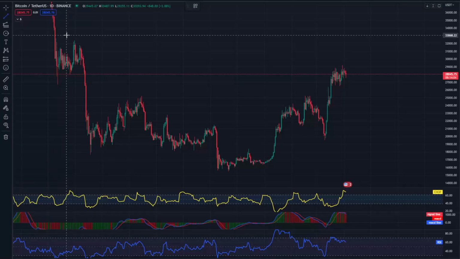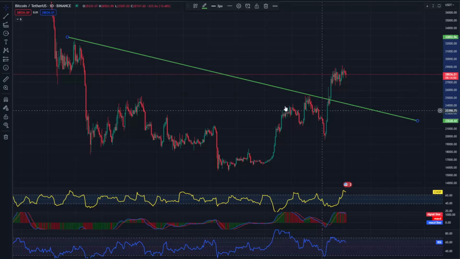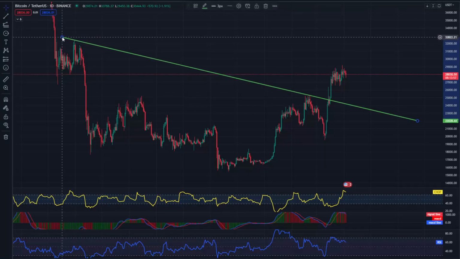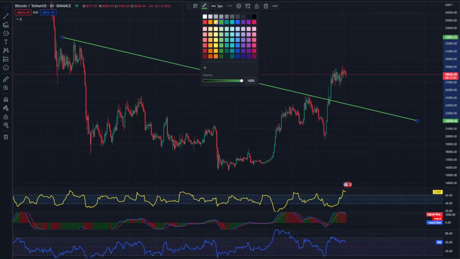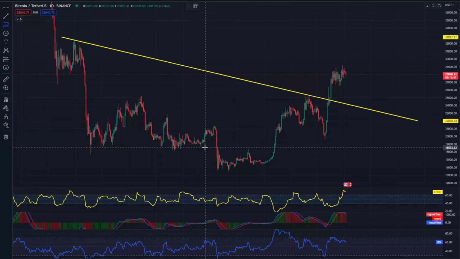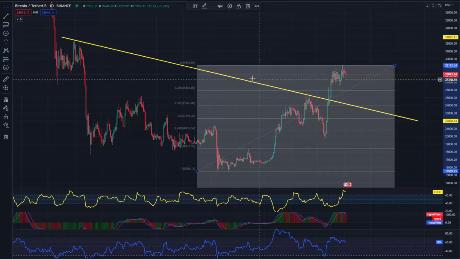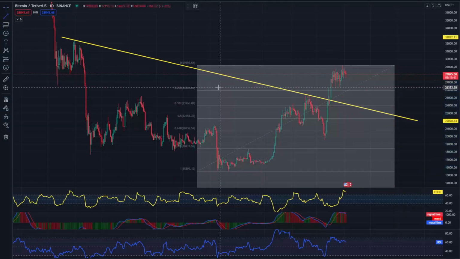Let's start by checking the current situation on the BTC pair to USDT, taking into account the one-day interval. First of all, we will use the yellow line to mark the downtrend line, which the price has overcome upwards. Now we can move on to marking the places of support in the event of a correction.